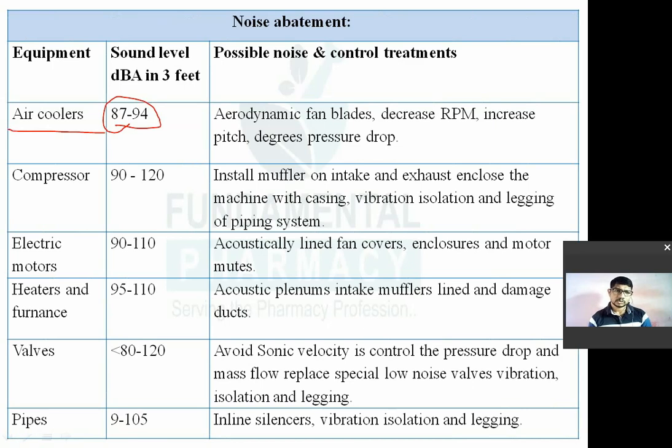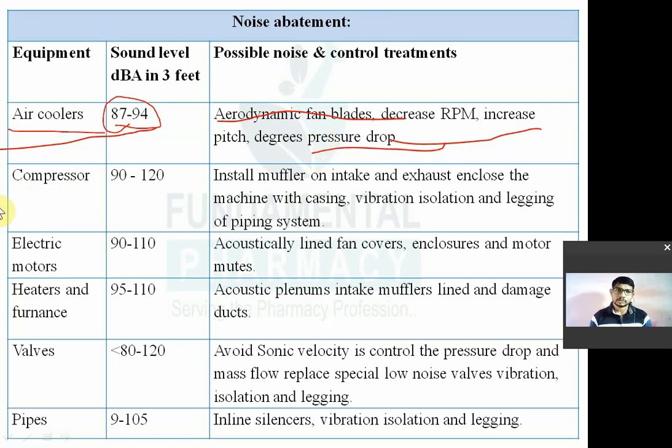So that noise pollution is also not good. So there are certain equipments in the industry that produce noise. So air coolers will produce noise in this range, 87 to 94 decibel. Particularly this part, aerodynamic fan blades, produce the sound. So in that case, how can you decrease the sound? Decrease the RPM. जो फैन का स्पीड है उसको कम करो. Decrease the RPM, decrease the pitch, and decrease the pressure drop. So that will control the noise.